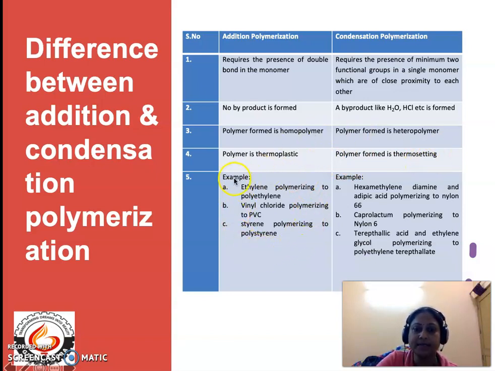Now, let us come to the examples under addition polymerization. Ethylene polymerizing to polyethylene, vinyl chloride polymerizing to PVC, styrene polymerizing to polystyrene. Whereas under condensation polymerization, nylon 6,6 is formed from two different monomeric units like hexamethylene diamine and adipic acid, and nylon 6 is obtained from polymerization of caprolactam, and polyethylene terephthalate is a condensation polymer formed from two different monomeric units like terephthalic acid and ethylene glycol.